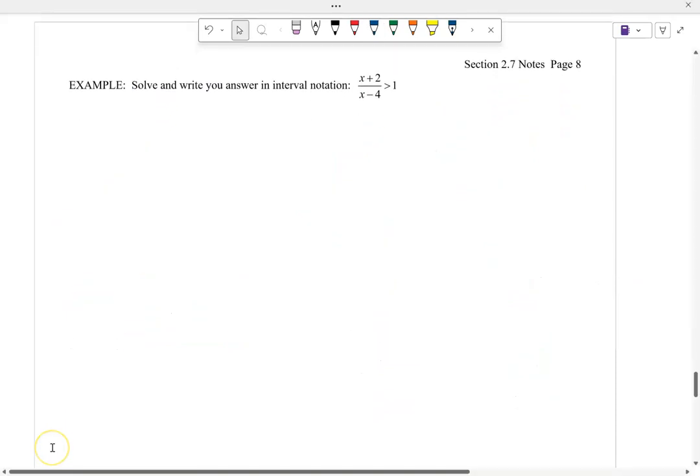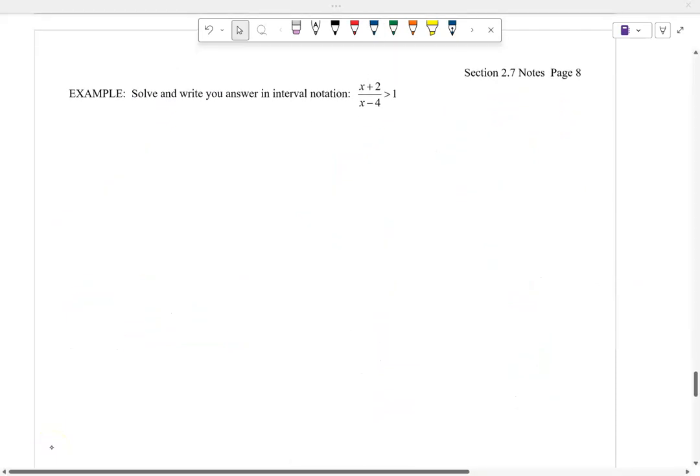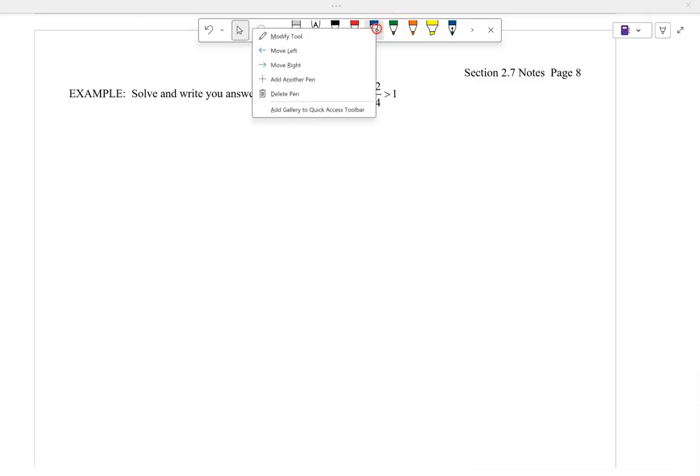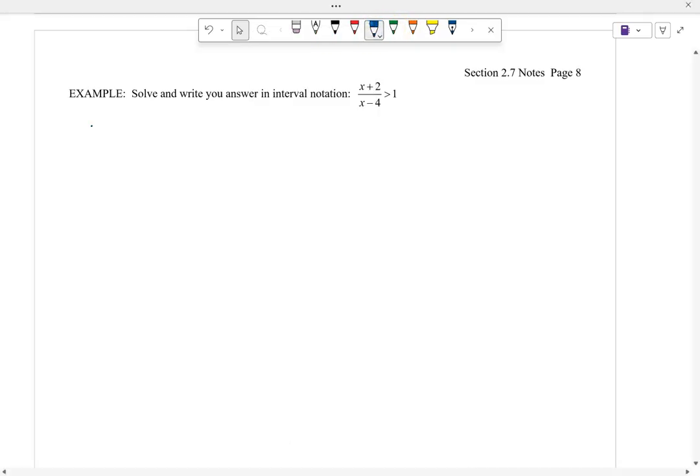Now this one, we've got another annoying one. It's not greater than 0. We need a 0 on the right hand side. So before I even start this, I've got to subtract 1 on both sides. And then I've got to get a common denominator. So this is minus 1 over 1. Let's get a common denominator of x minus 4.